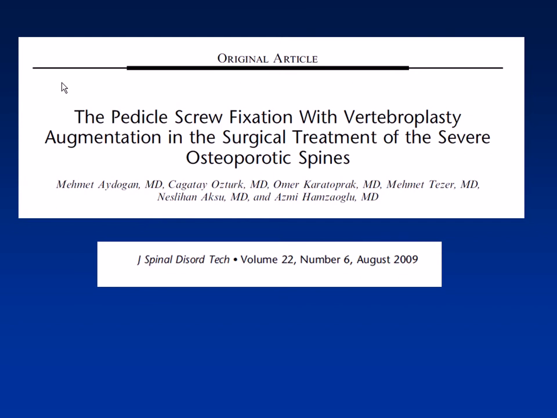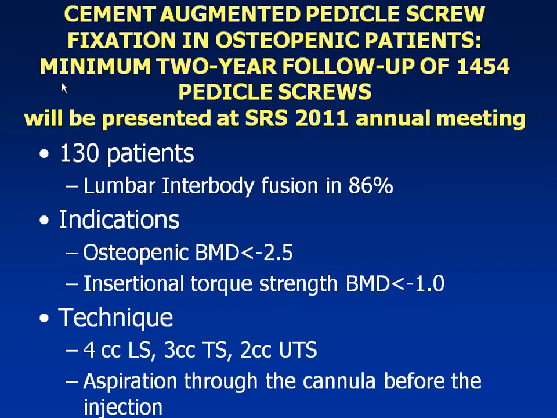We have in our institute, we are using cement augmentation very routinely, I would say, in almost all osteoporotic spines, and we have published our first results in this paper in Journal of Spinal Disorders in 2009. And now we have recently evaluated our first 130 patients who had more than 2 years of follow-up, where we used the pedicle screw augmentation by cement, and we will present this paper in the SRS this year.